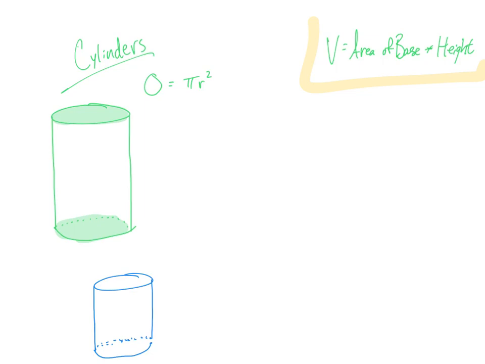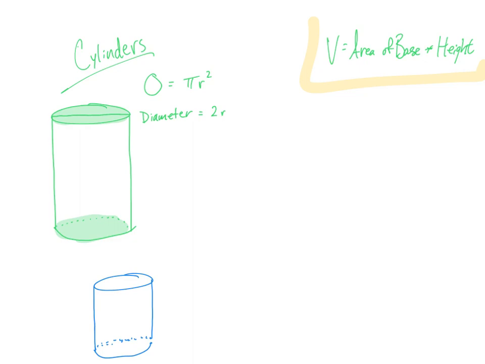Now, it's important to remember, sometimes there will be problems that will give you the diameter. Diameter is something that goes all the way across the circle through the center. We need to remember the radius is half of that, okay? So if you are given the diameter, you need to convert it to radius and just divide it by 2.